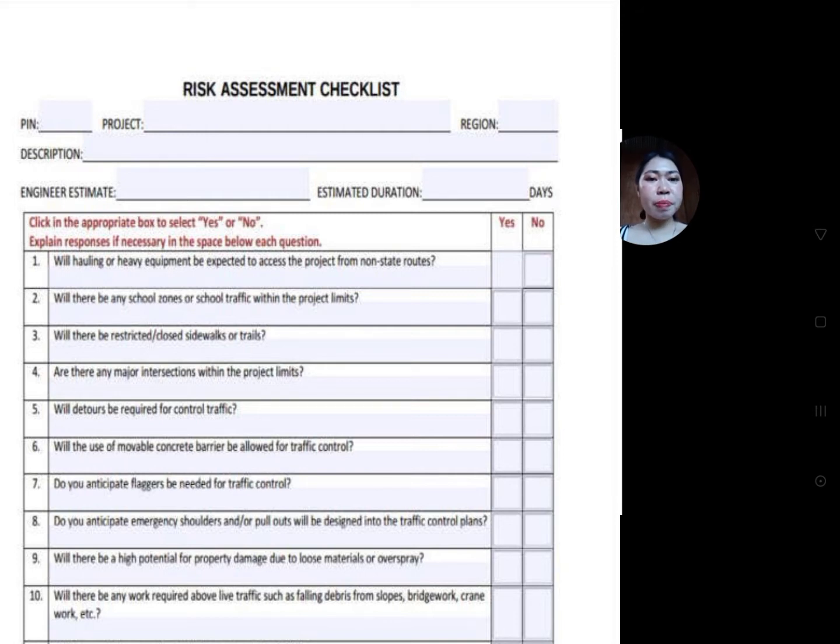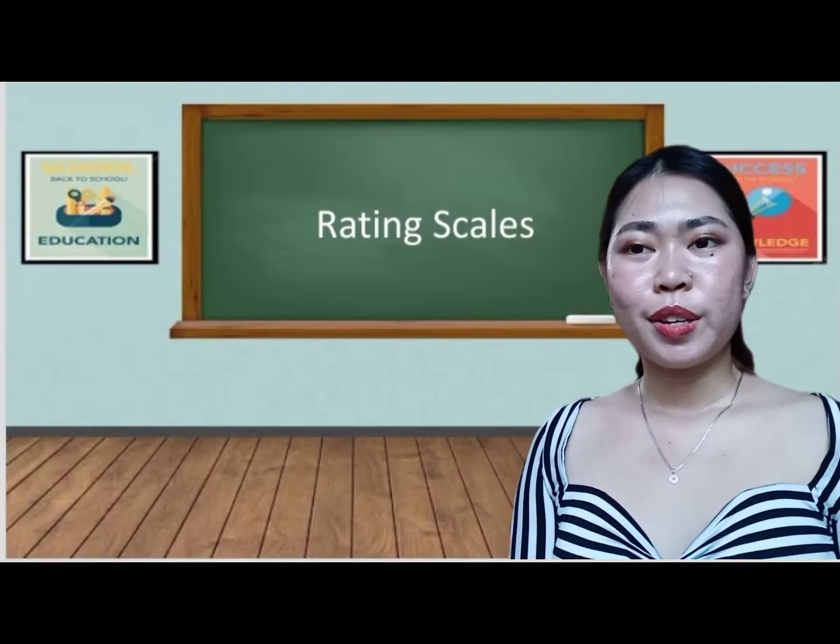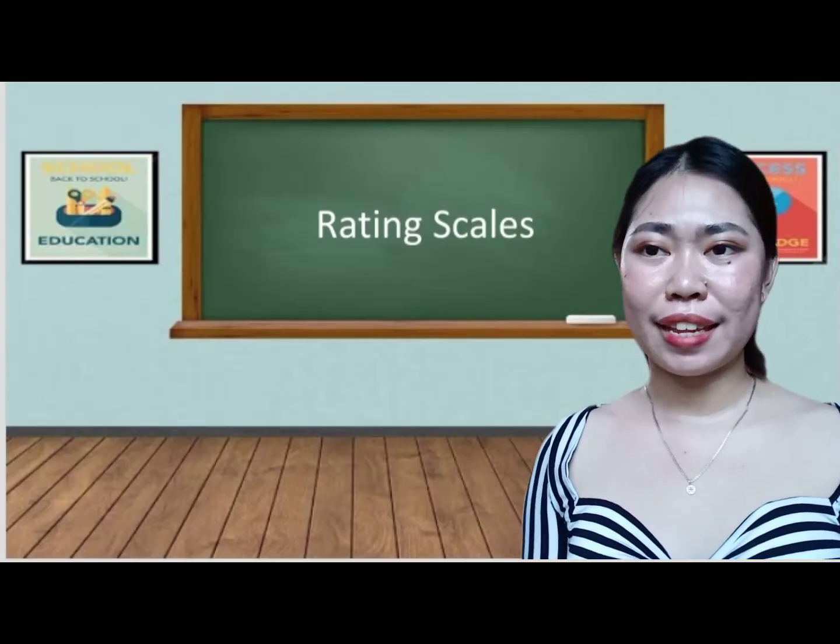10. Will there be any work required above the traffic such as falling debris from slopes, bridge work, crane work, and etc.? So those are the examples of checklists. So next is rating scales.